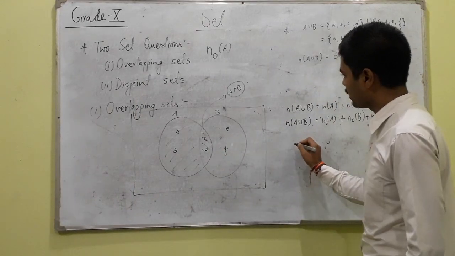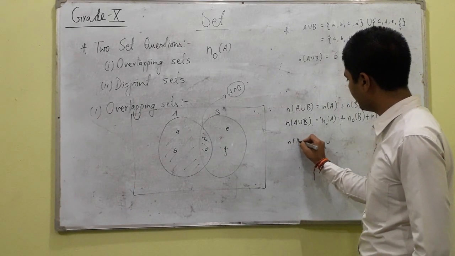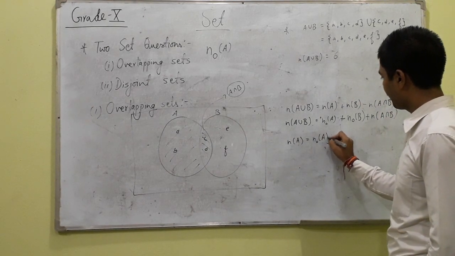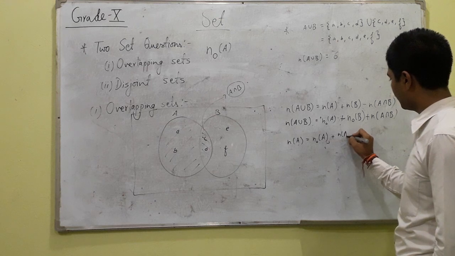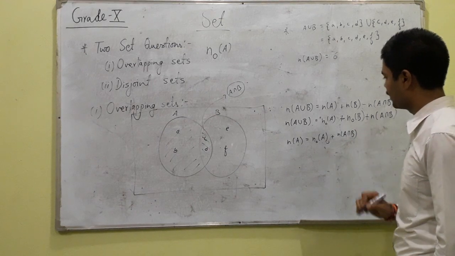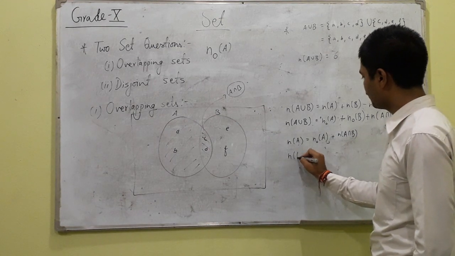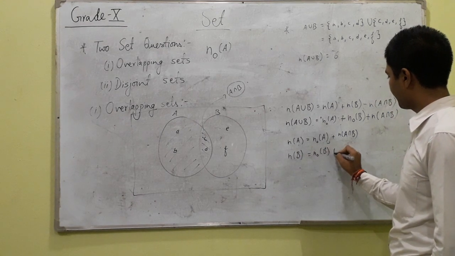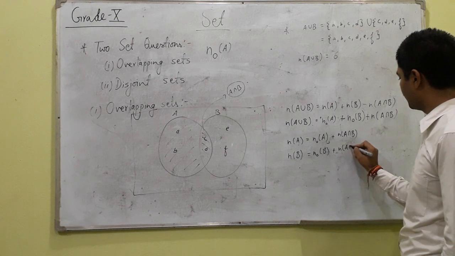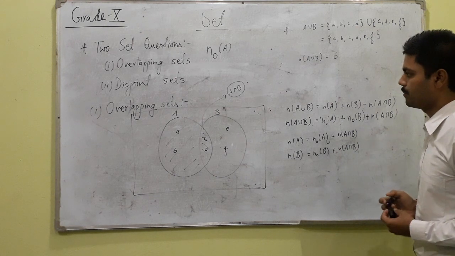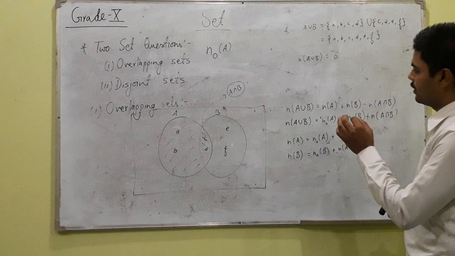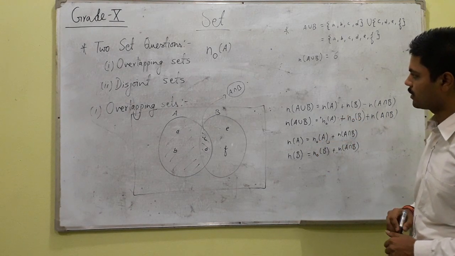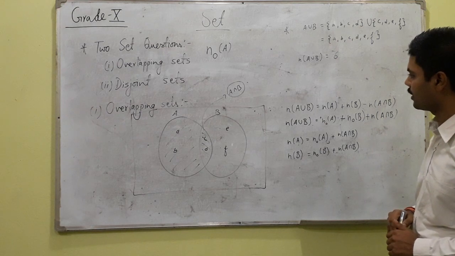Here, one more thing you can take: the number of A is actually the combination of only A plus A intersection B. Similarly, the number of B is only B plus A intersection B. Okay, you can take it here the easy way. Let us not explain more about this. You can understand now, I hope.